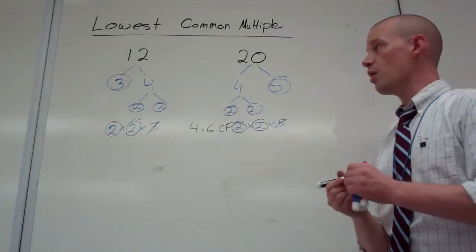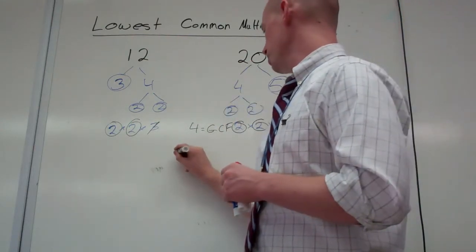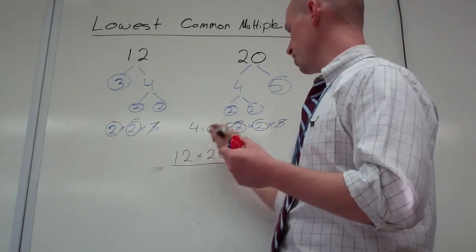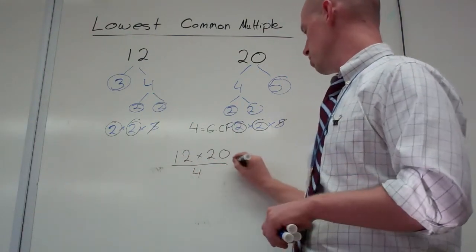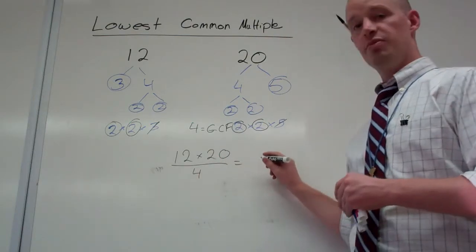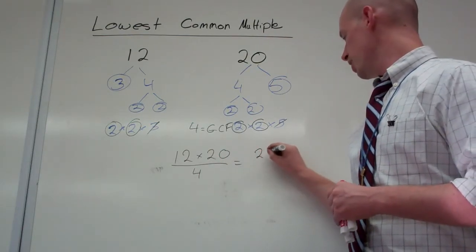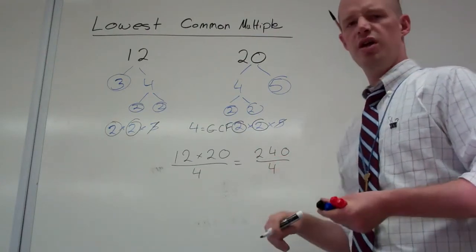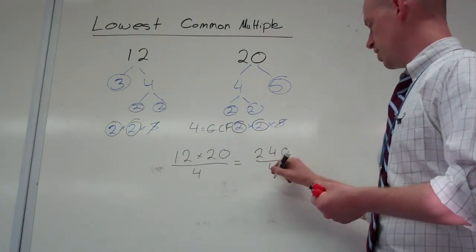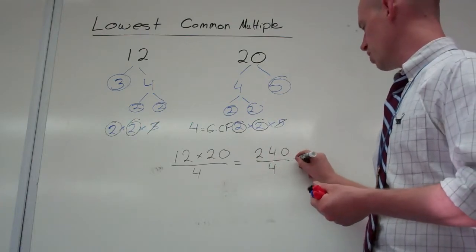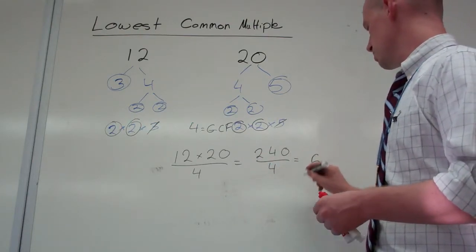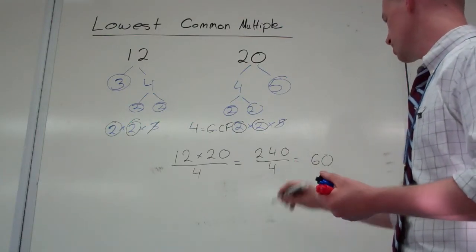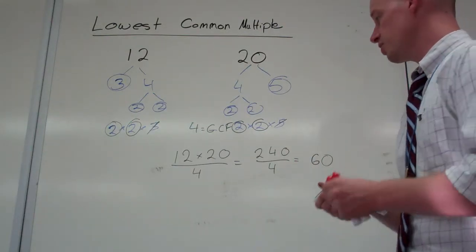Now we're going to go 12 times 20 and divide by the greatest common factor of 4. 12 times 20, like I said before, is going to be 240. Divide by 4. If you can't do this in your head, no worries. But I can. 4 goes into 24 6 times. I would get a remainder of 0. The other 0 would come down. 4 goes into 0 0 times, 60. We get the same answer.